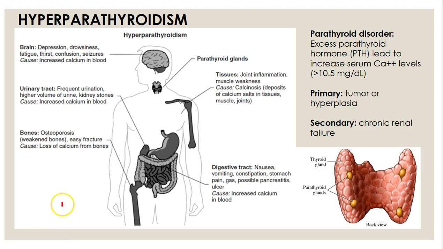So in terms of hyperparathyroidism that you need to know, it's just an excess of PTH that leads to increased calcium levels. Usually the source of it is a tumor, or it can also be a result of chronic renal failure. And that's about the most that you need to know.